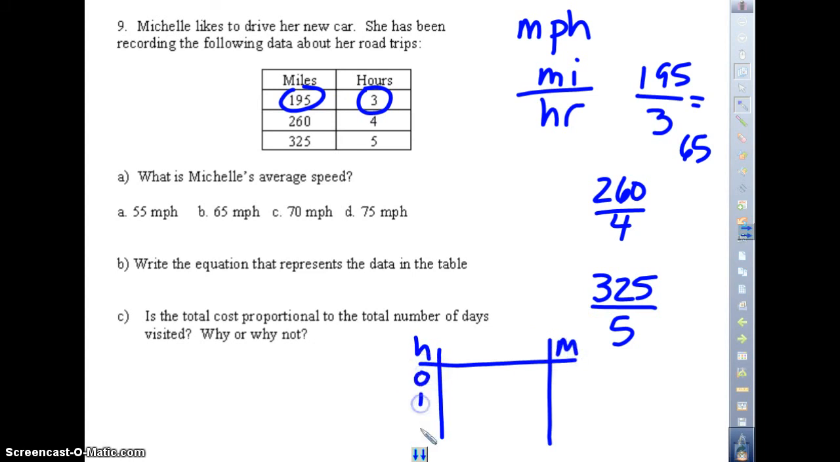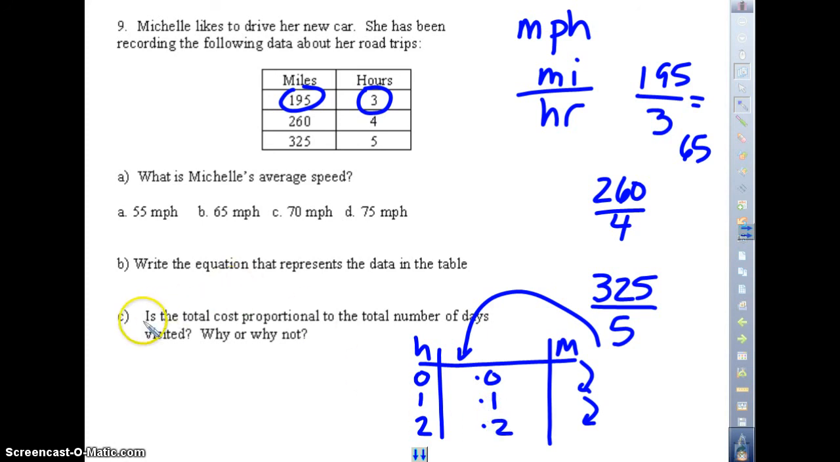0 hours, 1 hour, 2 hours. If you know the speed, you can fill out the table. Look for the change in your y's. Put that number right here. Multiply by your x's, and you will have your equation.